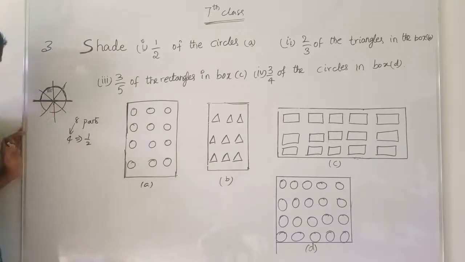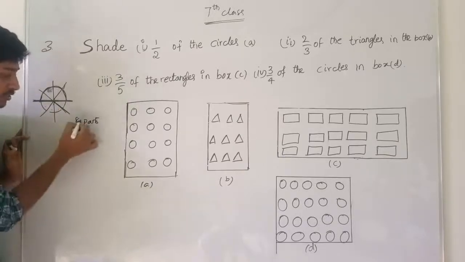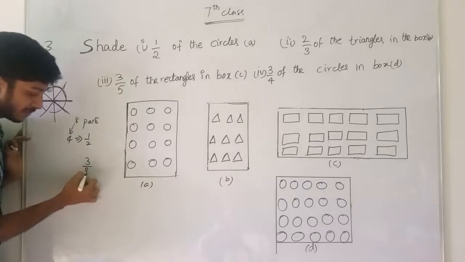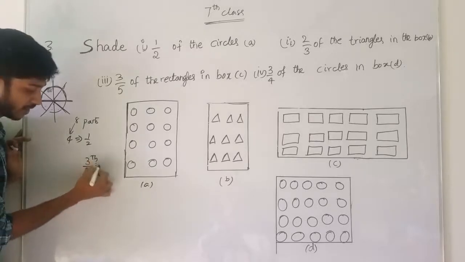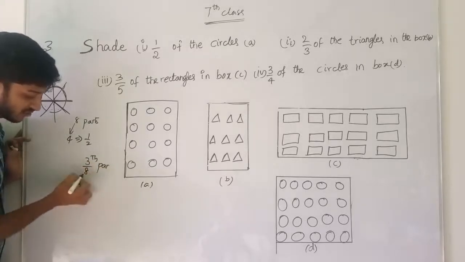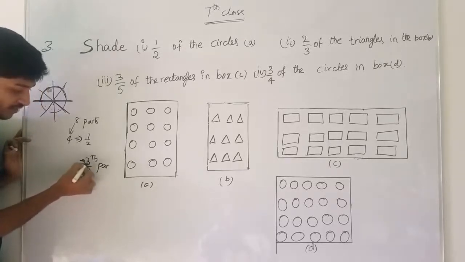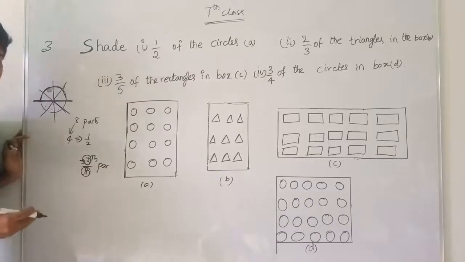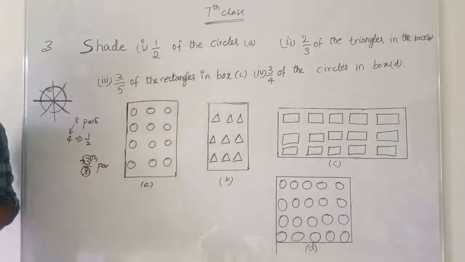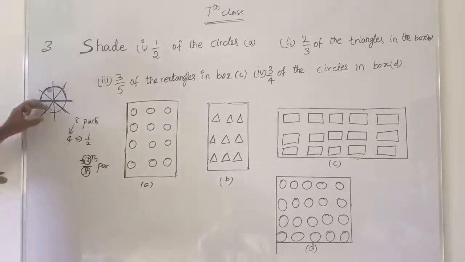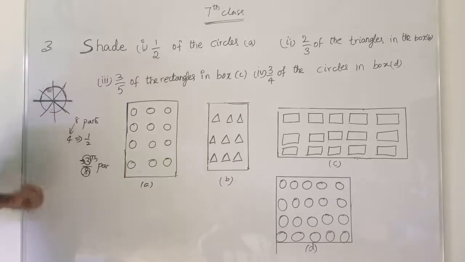If I give 3 pieces to my brother, how much part did I give? This is part 1, 2, 3, these 3 pieces are the part I gave to my brother. So out of a total of 8 parts I gave 3/8. 3/8 means out of 8 I gave 3 pieces. So the fraction means I gave 3 pieces out of 8.